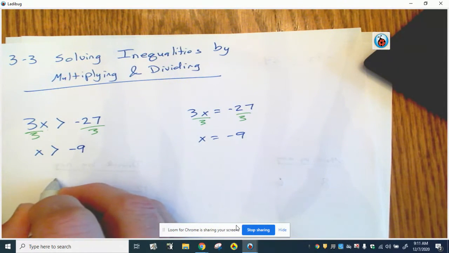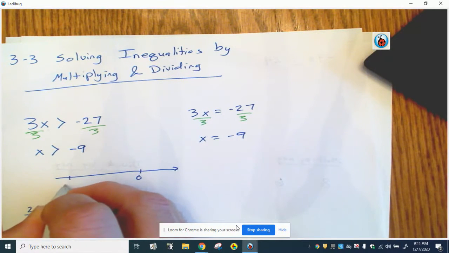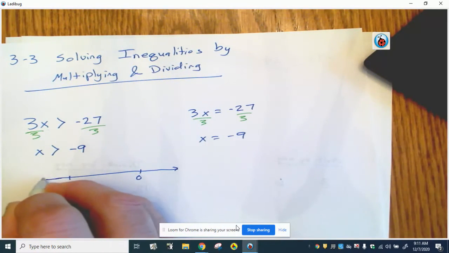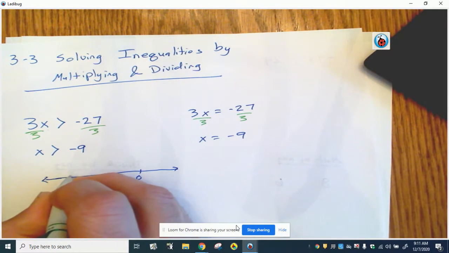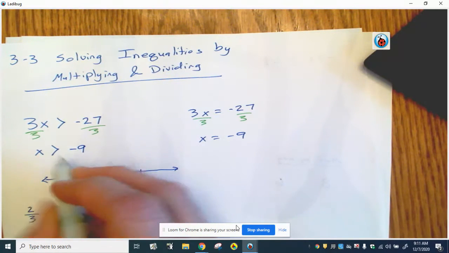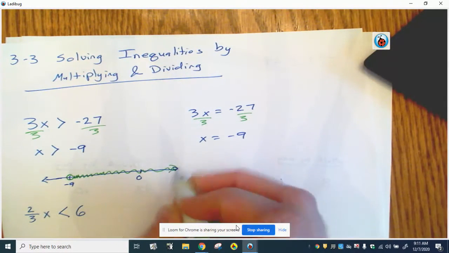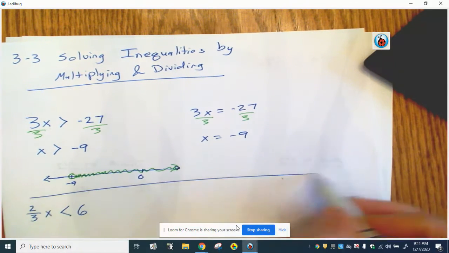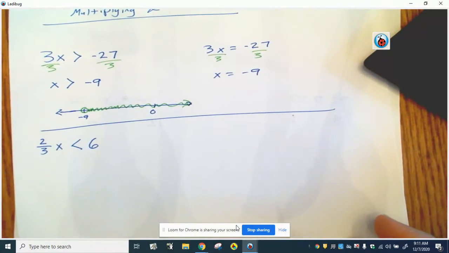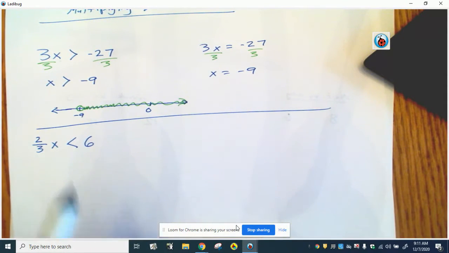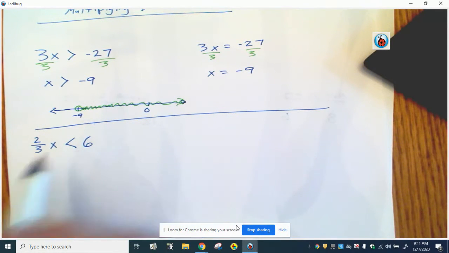So graphically, here's the 0. Negative 9 will be basically way back here somewhere. I would have an open circle at negative 9 because it's not "or equal to." Greater than, I would shade to the right. Okay. Now, for the most part, it's no different than if it was an equal sign. I will get into the difference in a second.